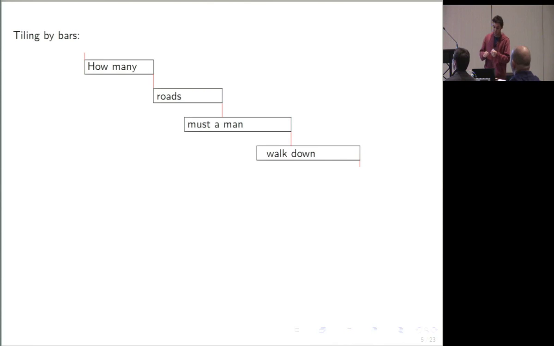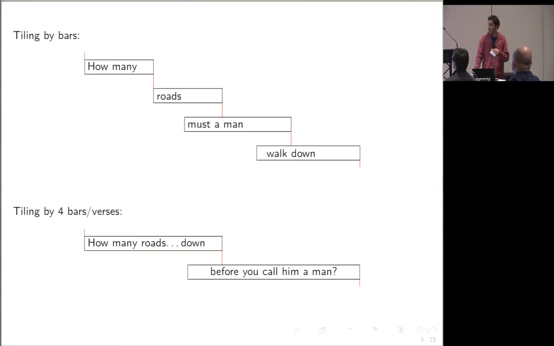If we group the lyrics by grammatical structure and synchronize them according to the bars, then we have such a structure. We can do it either by bars or by 4 bars, and then we respect the verses decomposition of the song.